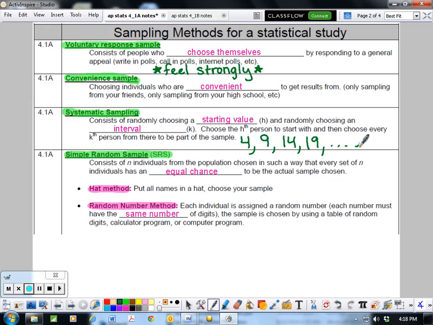And so the next one, which is really the one that we look at the most, is the simple random sample, also known as SRS. And most of the time, we'll refer to this as an SRS from here on out. It consists of n individuals. n is the number of people. So n equals number in our sample.